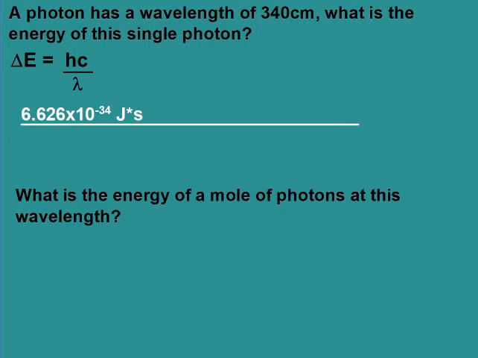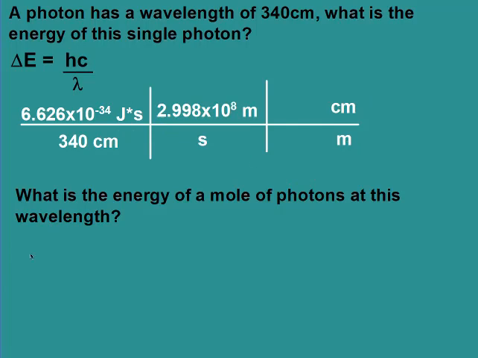H should have gone on top, as should your speed of light. Make sure you're putting that seconds on the bottom so you can cancel those units. Wavelength should have been on bottom. Again, I can put it here, I can put it over here, as long as centimeters is on bottom. Centimeters doesn't cancel with meters though, so I need one extra step. And I know that meters is bigger than centimeters.